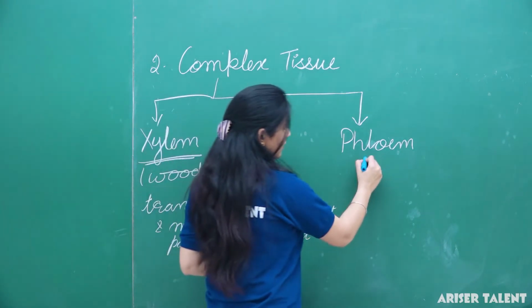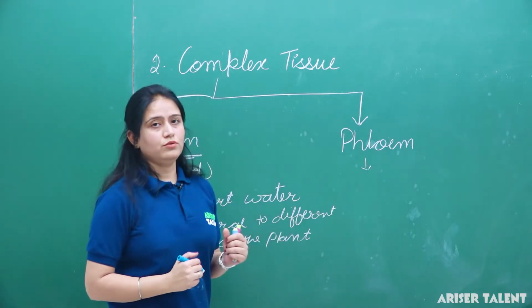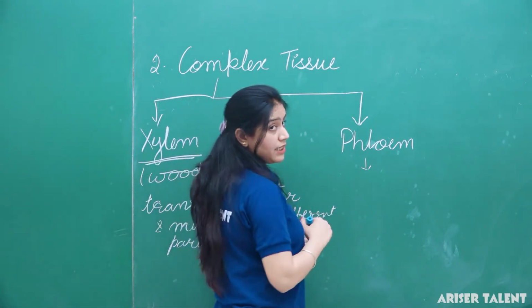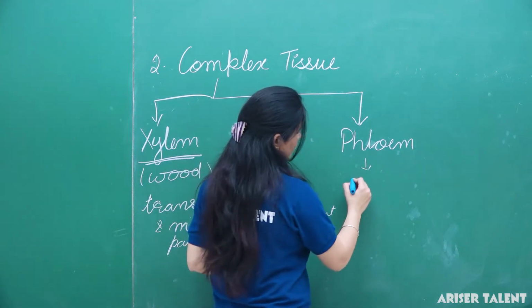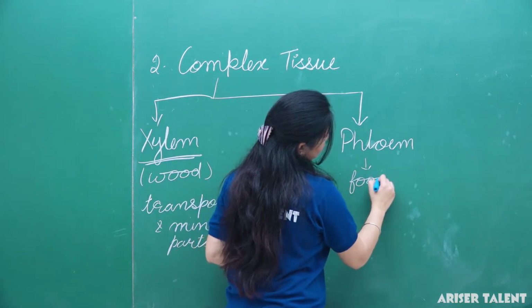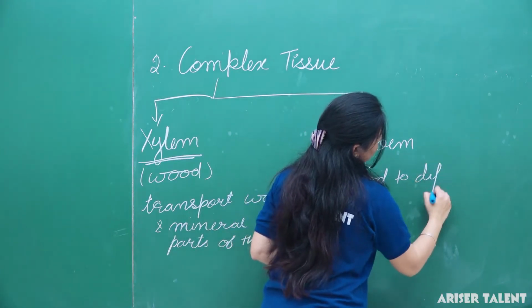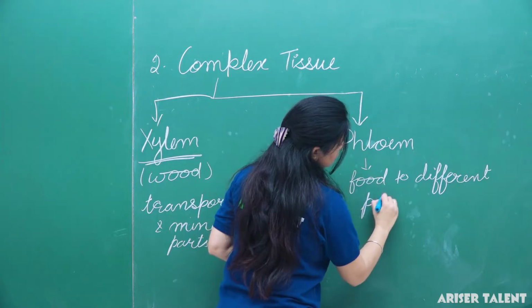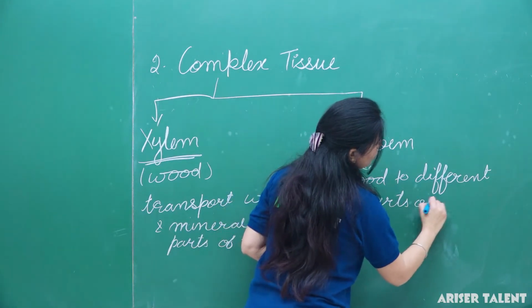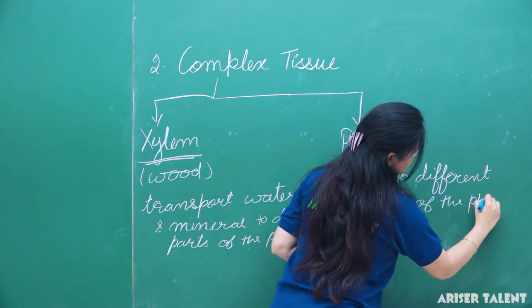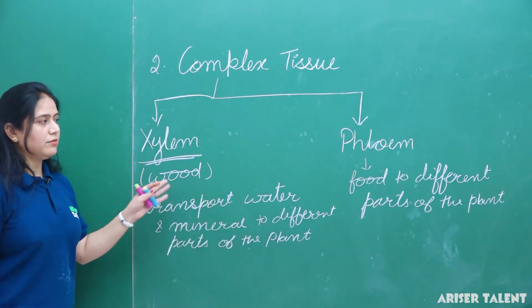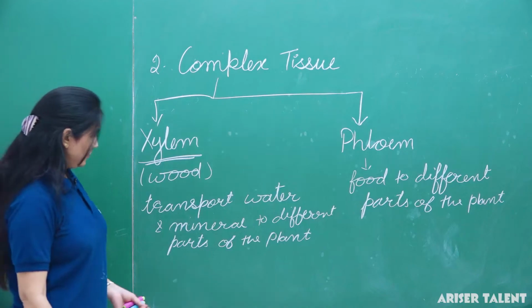Phloem carries food to the different parts of the plant from the leaf, because leaves make the food for the plant. Now, we will study the xylem and phloem tissues in detail.